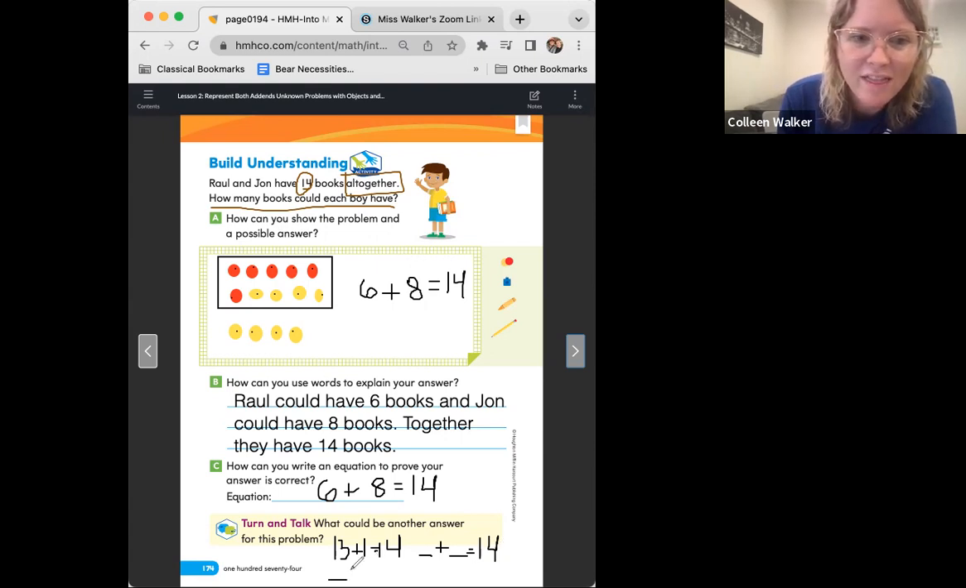You can go ahead and think of a couple more problems, a couple more equations. So if you can, go ahead and pause and you can talk to your homeschool teacher about some equations that equal 14. Some addends you can add together to get 14.